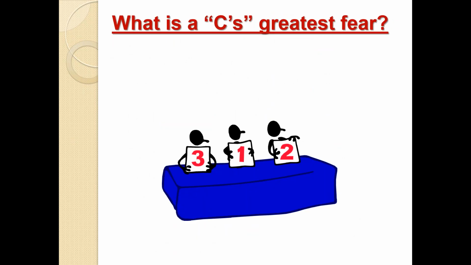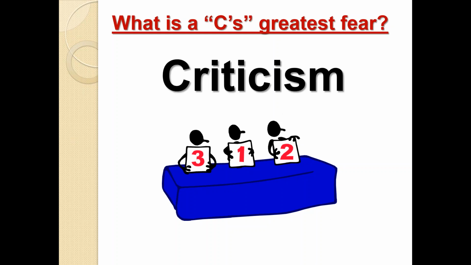So what's a C's greatest fear? Being out of order. Criticism. Oh, I see, and I took that as 1, 2, 3, being out of order, right? But those are low scores from judges. Yeah. They don't like criticism. They don't like you to tell them that they've done something wrong because they're perfectionists.